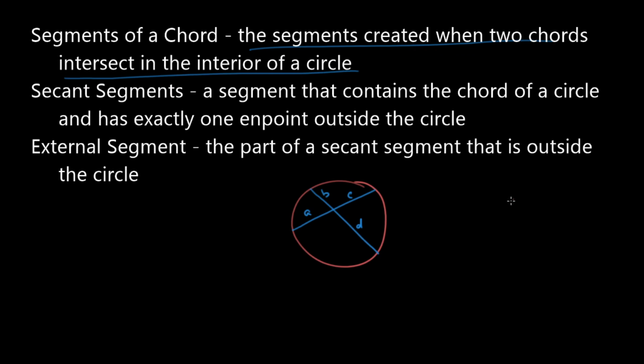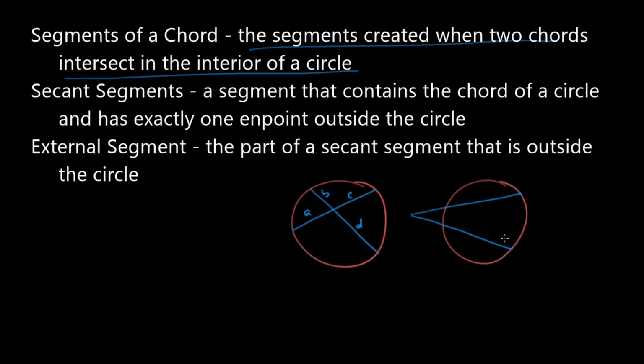So if I have another circle here, secant segments are segments that contain the chord of a circle and have exactly 1 endpoint outside the circle. So again, this is kind of tough to conceptualize here without seeing it. And so I'll actually draw 2 of them here. So this is one, and this is another.